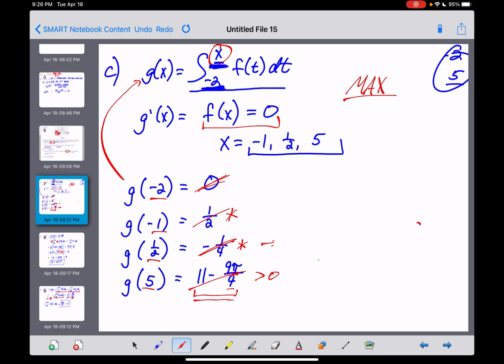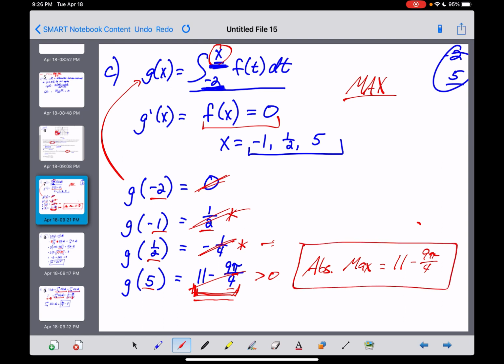It could be 1/2, but wait a minute, we just did this. We said that this value right here, again, was somewhere in the neighborhood of 6 or 7, which is greater than this 1/2. So nope, throw that one out. So let's try this again. The absolute maximum on that region right there is equal to this ugly value of 11 minus 9 pi over 4. Oops. Helps to read your directions carefully, everybody.